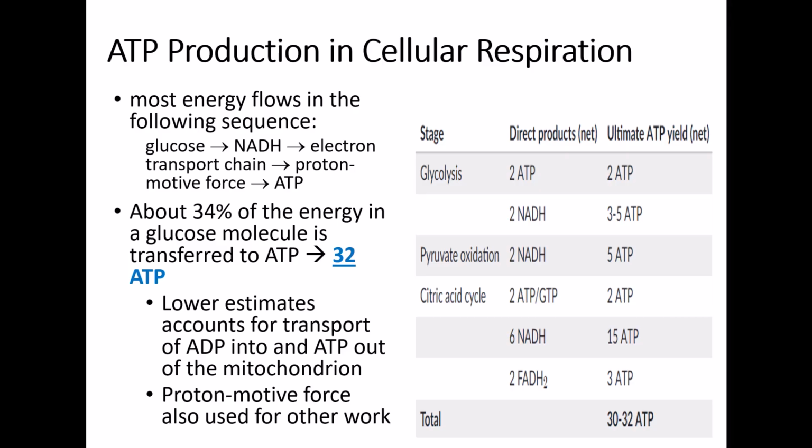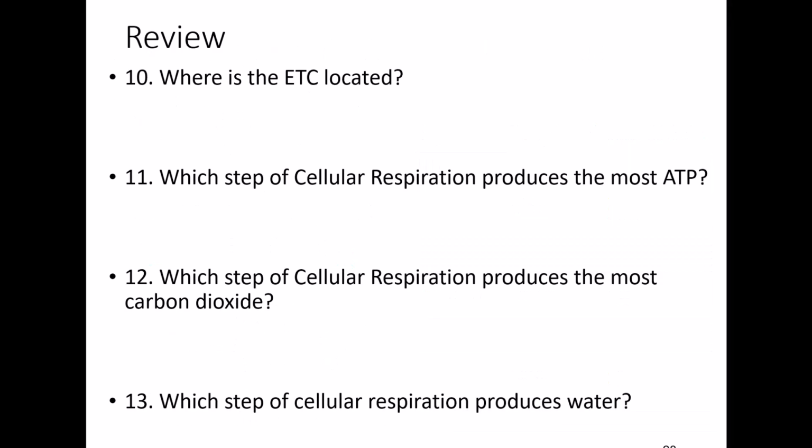About 34% of the energy in a glucose molecule is transferred to ATP, so you get about 32 ATP total, but different places are going to give you slightly different estimates. Lower estimates account for the transport of ADP into and ATP out of the mitochondria. Also, that proton motive force can be used to do other cellular work as well.